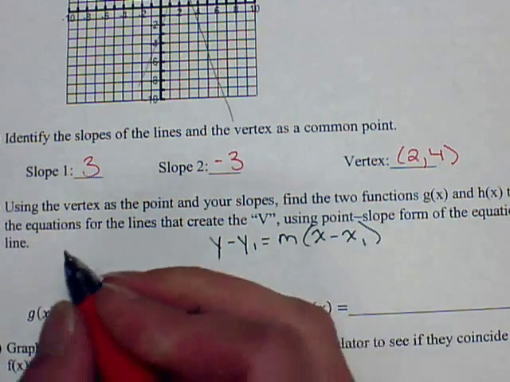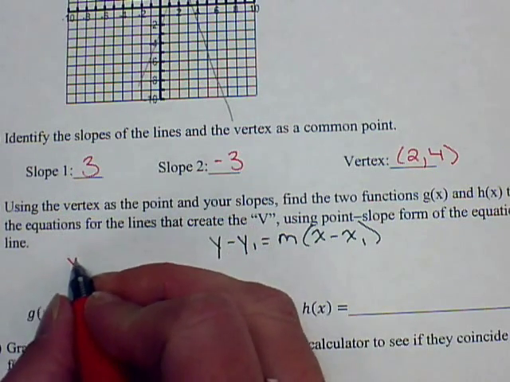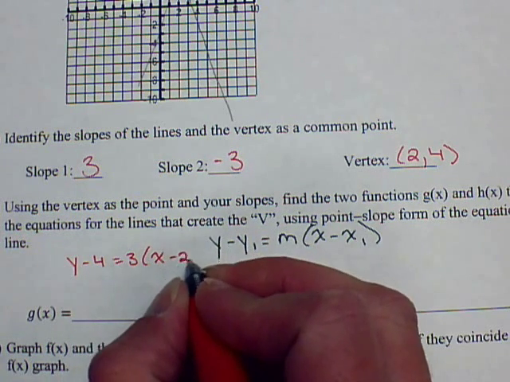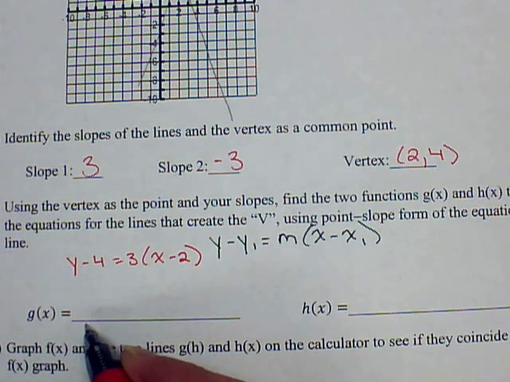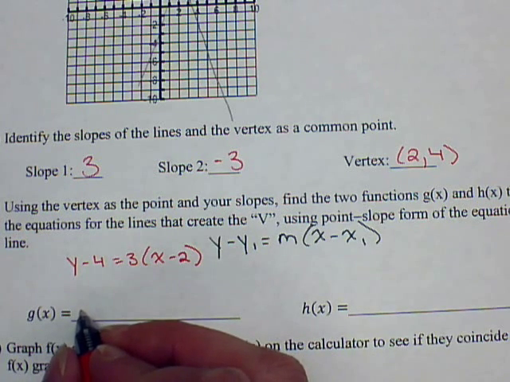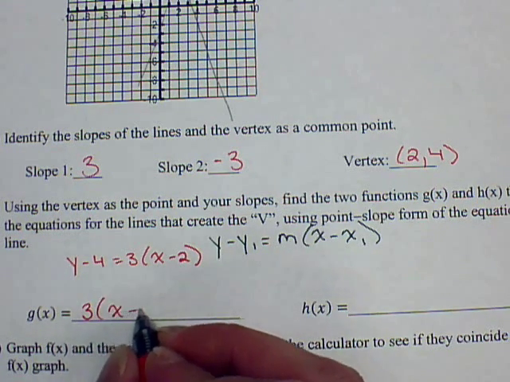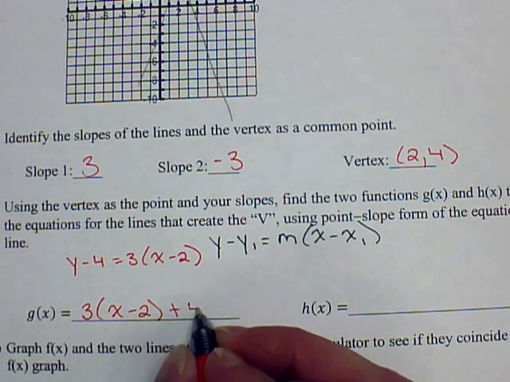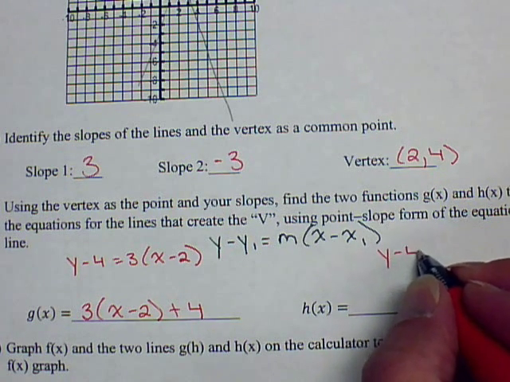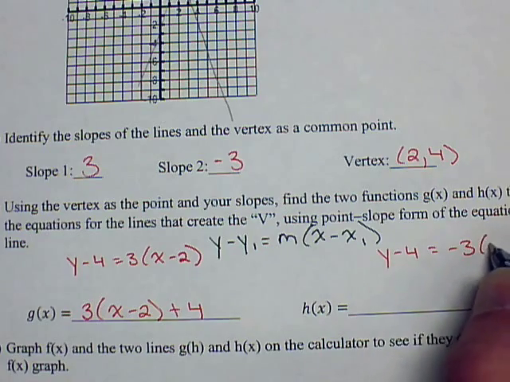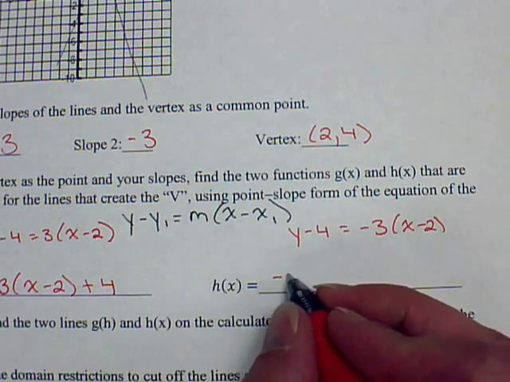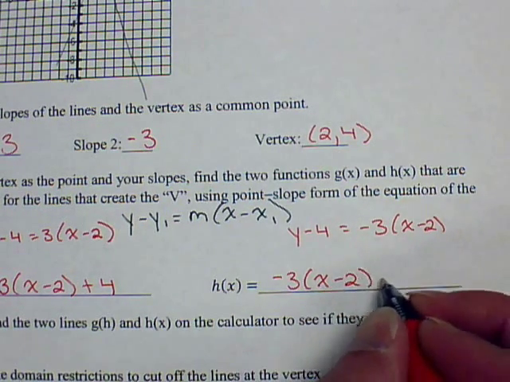So over here on this side, let's do the slope of 3. y minus 4 equals 3 times (x minus 2). Now to write it in function form, I'm going to have to pretty this up a little bit. So that would be 3 times (x minus 2) plus 4. Okay, good. On this side, we're going to use the negative 3 slope. So y minus 4 equals negative 3 times (x minus 2). Get it solved for y. So negative 3 times (x minus 2) plus 4.